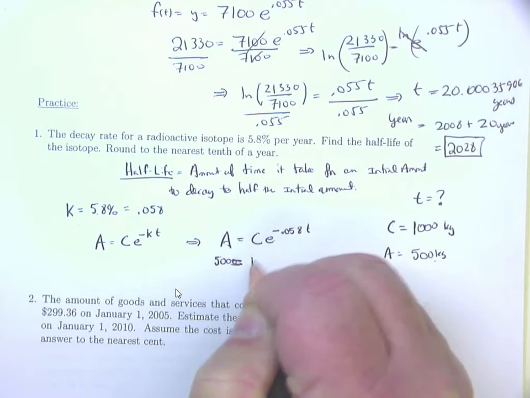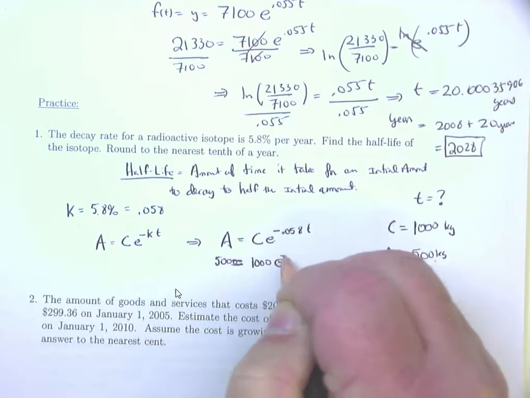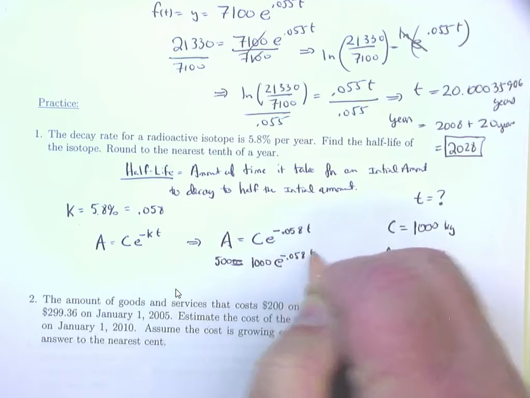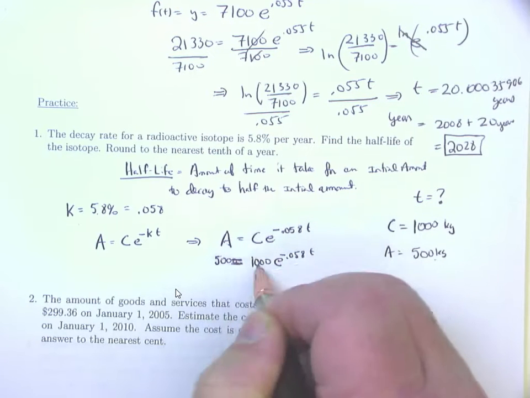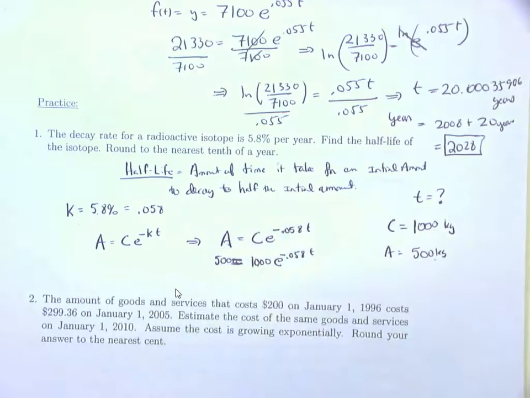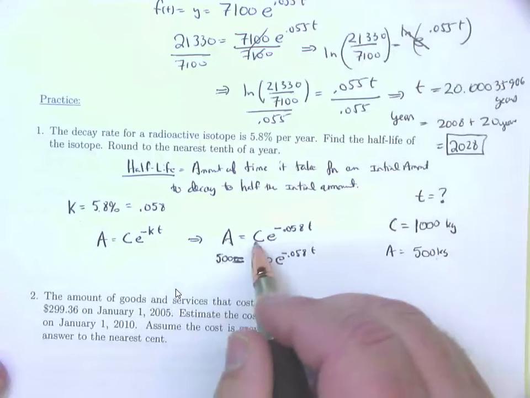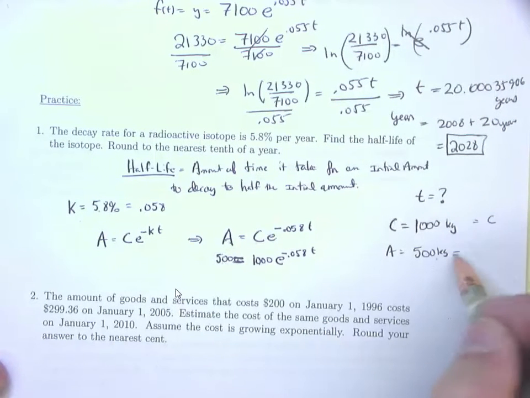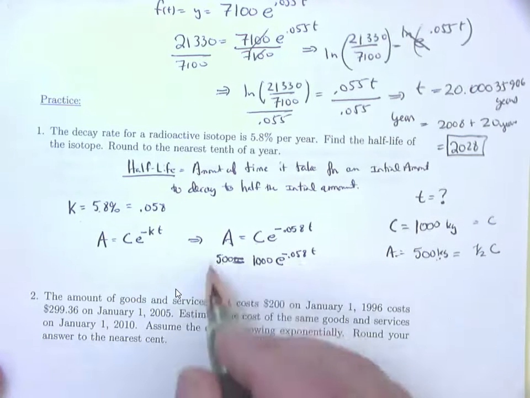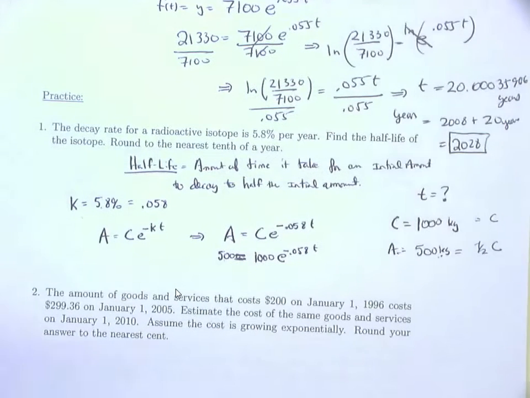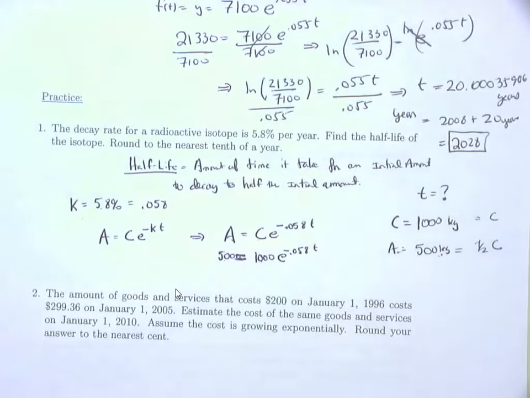When you start out with 1,000, e to the negative 0.058 t. So this is the initial amount and the amount. Officially, I could have just started with C, but the amount after time would have been half C. Let me show you what's going to happen here. You've got to solve for T. Where's T located? It's in the exponent of an e. You've got to get that e term by itself.